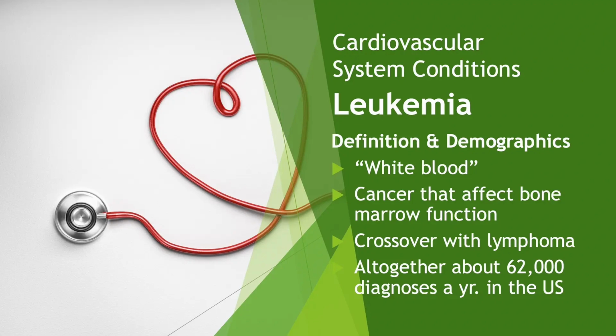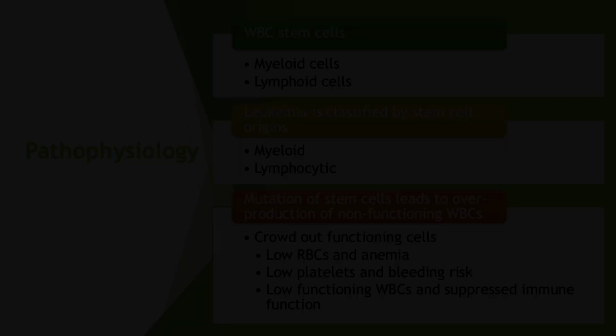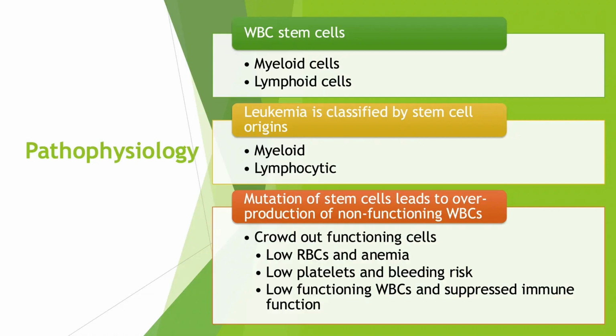Moving on to leukemia, which literally means white blood. Leukemia is a type of cancer that affects bone marrow function. There is significant crossover between leukemia and lymphoma, as both involve white blood cells. The pathophysiology of leukemia begins with white blood cell stem cells, which include myeloid cells and lymphoid cells. Leukemia is classified by its stem cell origins, either myeloid or lymphocytic.